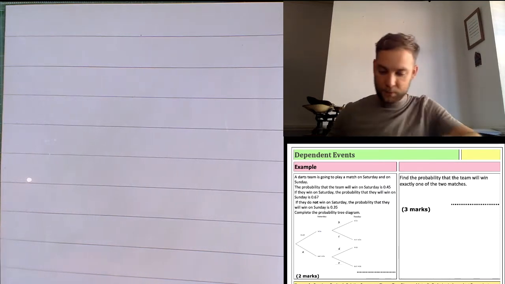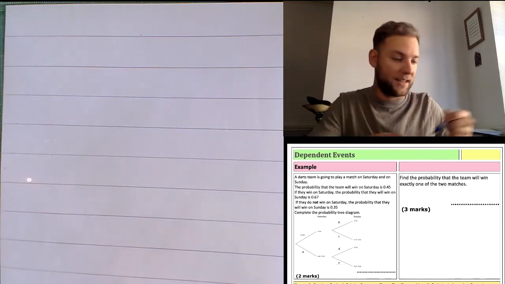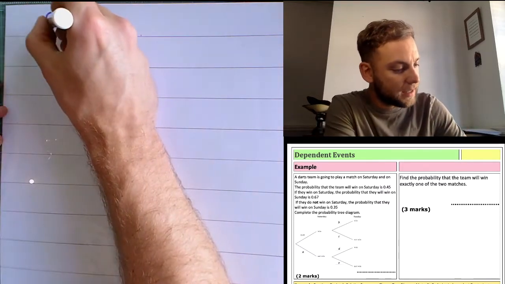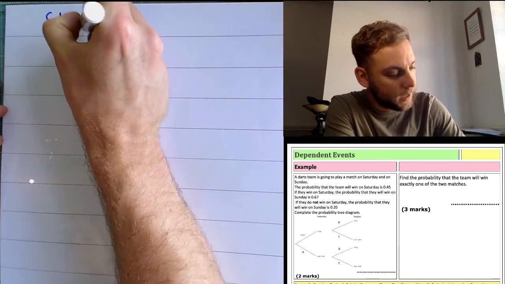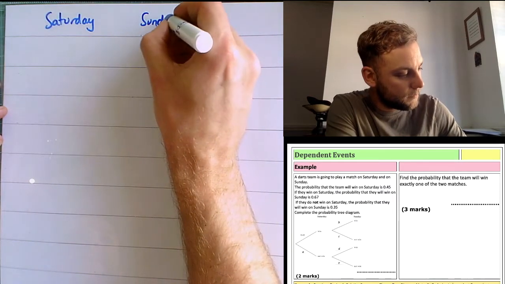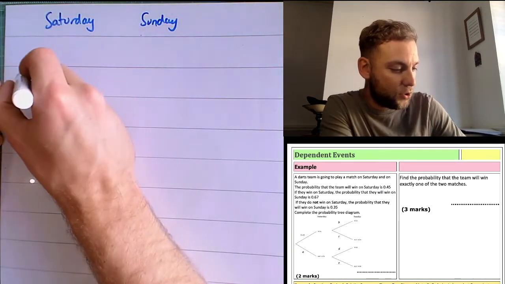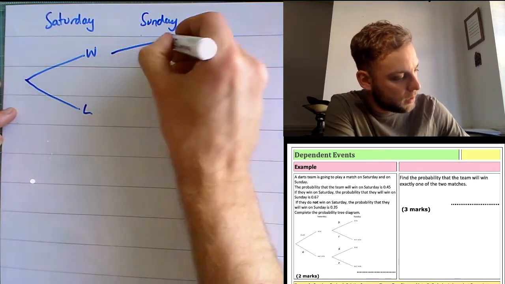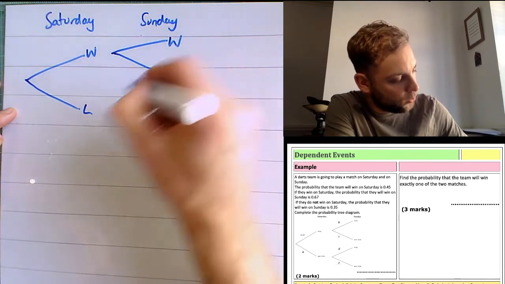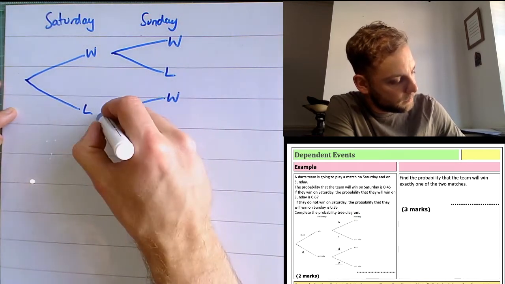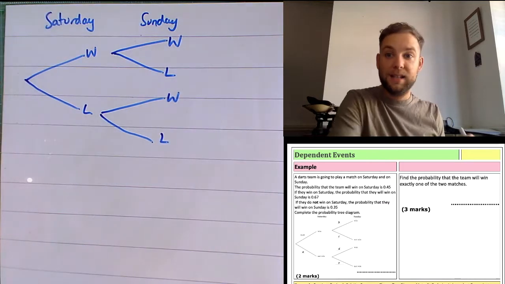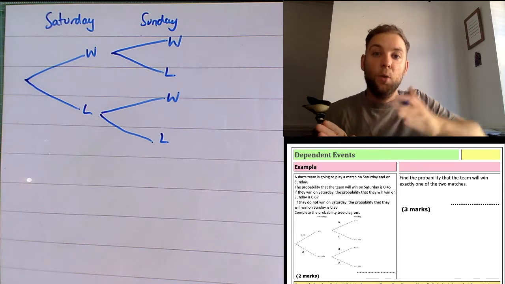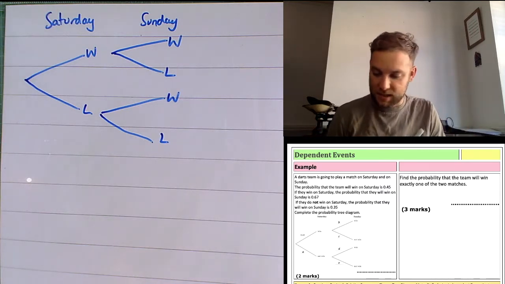Okay, so we've got two different events here, and the two different events are the two different days, Saturday and Sunday. And the two different outcomes are either that they win or they lose. And again, win or lose. Now, the reason it's dependent is because depending on what happens on Saturday, we see what's happening on Sunday. So the probability will change.